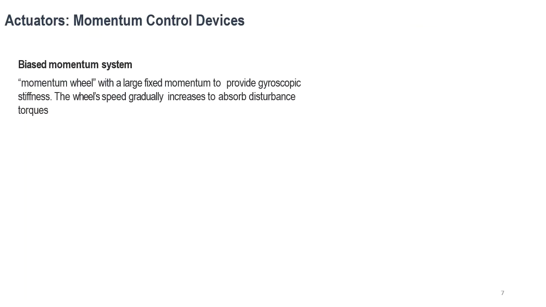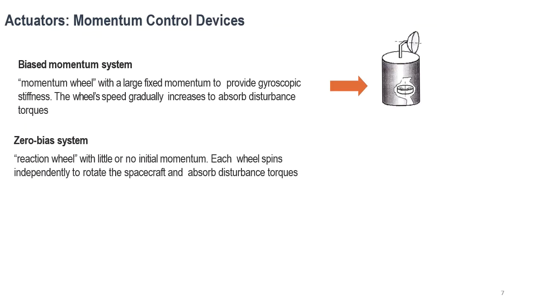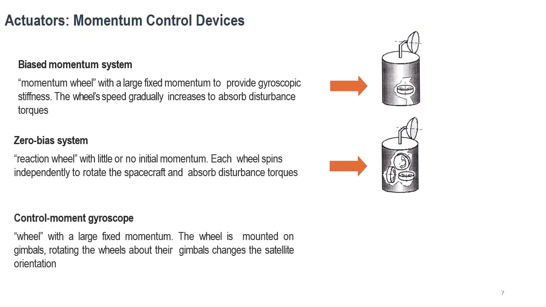There are 3 approaches to momentum control devices. First, the bias momentum system. It's a momentum wheel that typically relies on a single wheel with large fixed momentum to provide overall stiffness. Second, the zero bias system is a reaction wheel that relies on 3 or more wheels, normally with little or no initial momentum. Each wheel spins independently to rotate the spacecraft and absorb disturbance torque. Third, the control moment gyroscope relies on 3 or more wheels, each with large fixed momentum. The wheel is mounted on a gimbal. Rotating the wheel about its gimbal changes the satellite orientation.